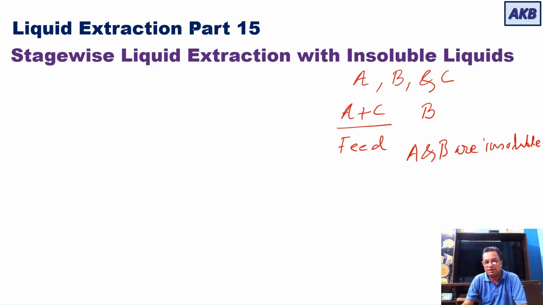In the previous discussions, we had considered A and B to be partially soluble. But now we are discussing the case where A and B are not at all soluble in each other. So I'm calling those liquids A and B insoluble liquids.